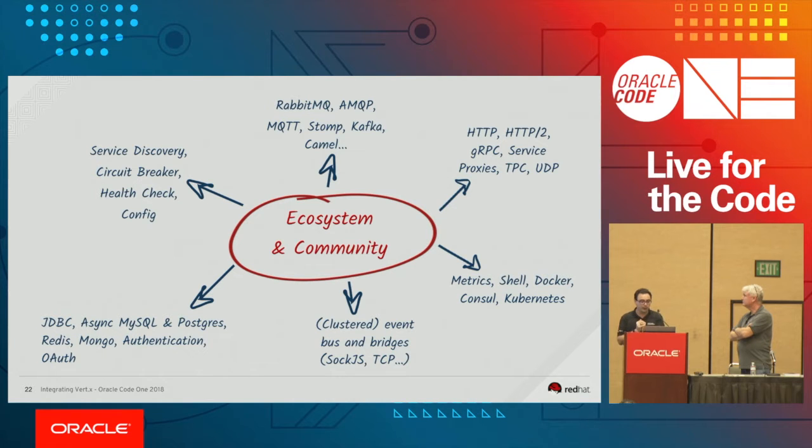So the Vert.x ecosystem is huge and thrilling. You can do microservices, as everybody is doing microservices these days, circuit breaker, service discovery, and so on. You can integrate with different messaging protocols, AMQP 1.0, Kafka. Because we are non-blocking, we are really good at network I/O. So HTTP, HTTP/2, gRPC, service proxies, which are RPC on the event bus.